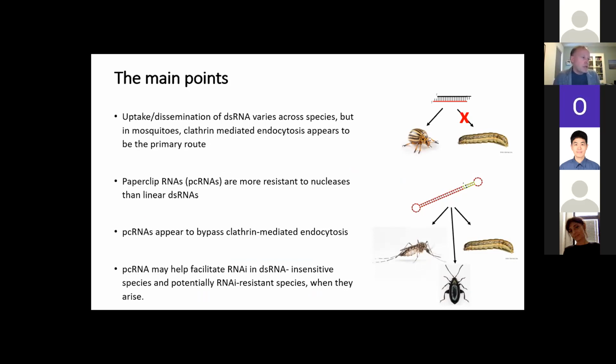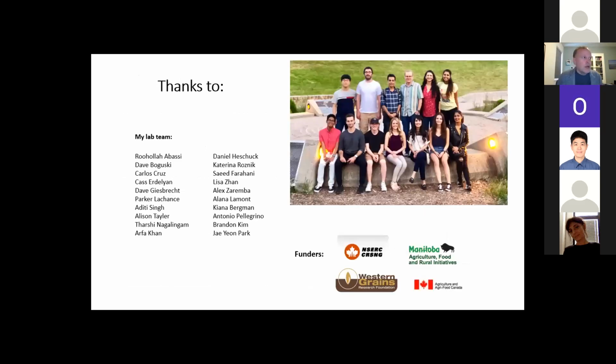And why this might be particularly important is in cases where insects have developed resistance, we may be able to have another suite of molecules that could still deliver the double-stranded RNA to those resistant insects or to the refractory insects such as the Lepidopterans that are showing a lack of ability to allow the paperclips to be released from the endosomes. And finally, I'd just like to thank my team.